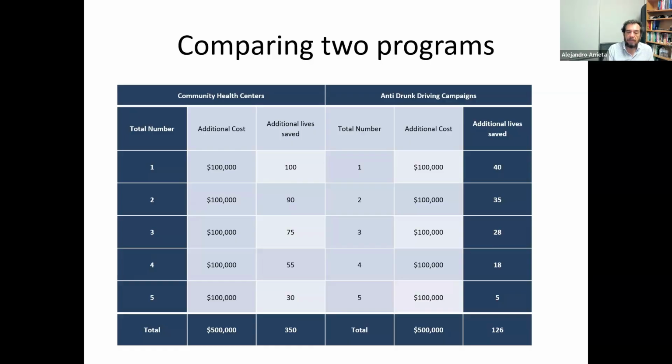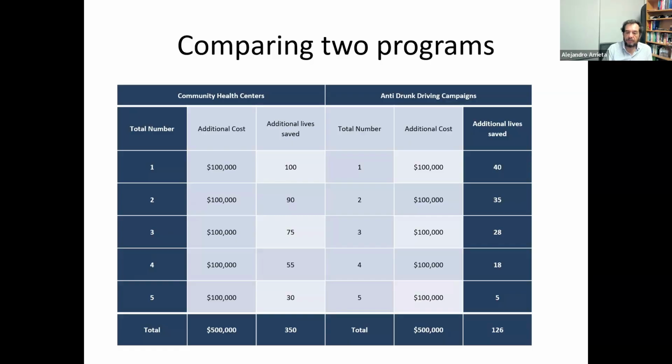And again, why is this happening? Because you are basically in the flat area of the production function of health in the community health centers when you are here in the 4th or 5th community health center, but you are in the growing area of the production function of the anti-drunk driving campaign when you produce the first one. So at that point, it's good to invest those last $100,000 in the anti-drunk driving campaign.